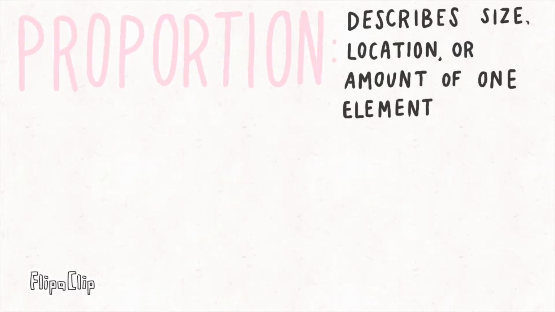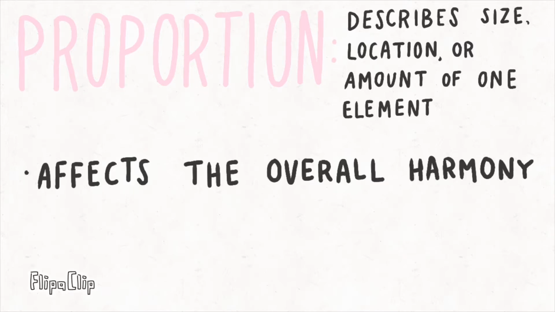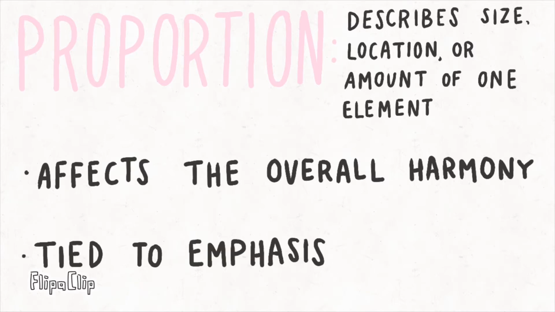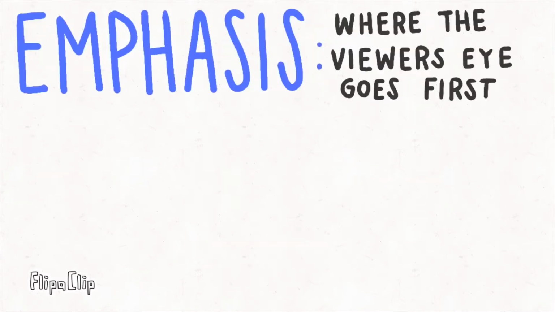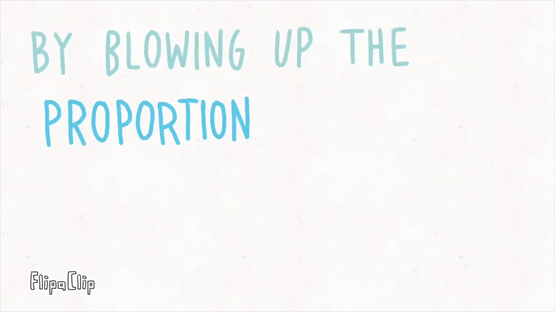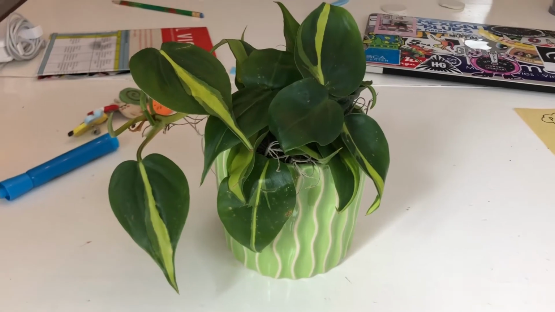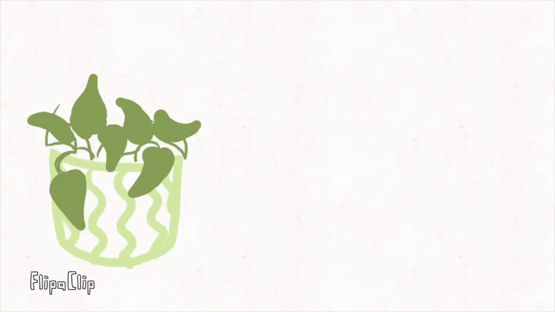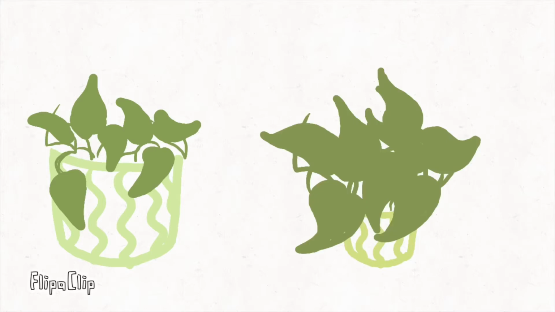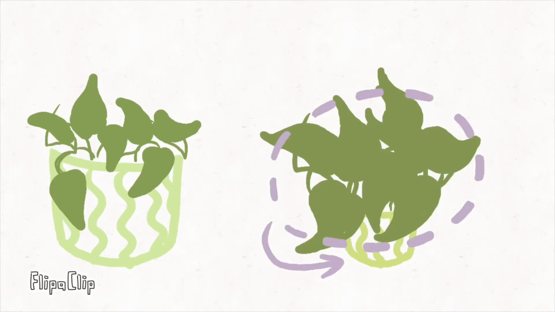Proportion describes size, location, or amount of one element in your design. Proportion has a lot to do with the overall harmony of your piece and how people perceive it. It also ties directly with emphasis. Emphasis is where the viewer's eye goes first when looking at a piece of art. By blowing up the proportion of one element of your design, you create emphasis. For example, if I was drawing my plant and I decided to make the pot really small and the leaves really big, the viewer's eye would go to the leaves before they went to the pot.